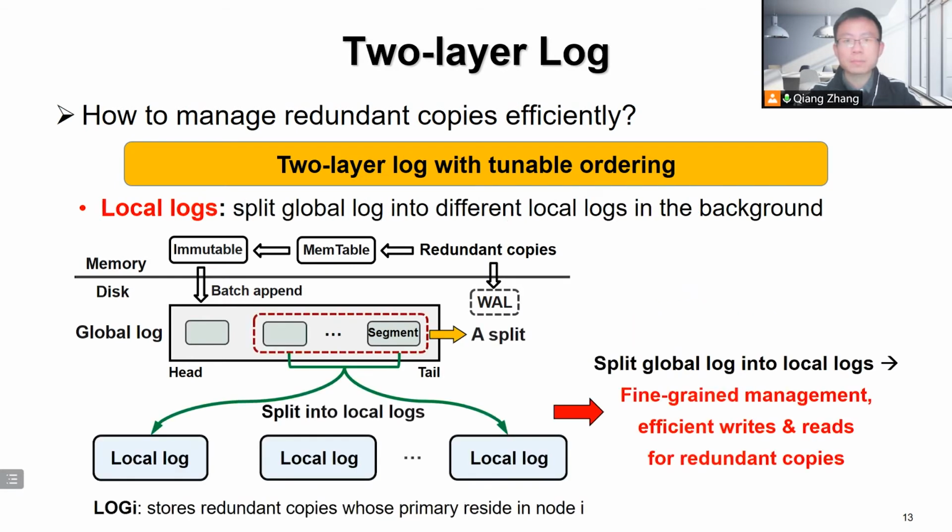writes. To enable fine-grained management and faster recovery for redundant copies, a background thread continuously splits the global log into multiple local logs, each of which keeps only the redundant copies whose corresponding primary copies are stored in the same node. For example, local log I stores redundant copies whose primary copies reside in node I.